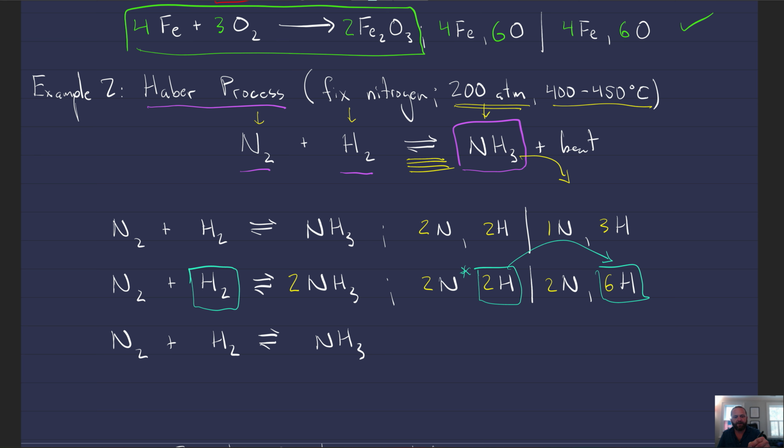So what's our new equation look like? So we already have the 2 here. We need 6 on the left, so we just add a 3 here. And that, my friends, is a balanced Haber process chemical equation. All right.